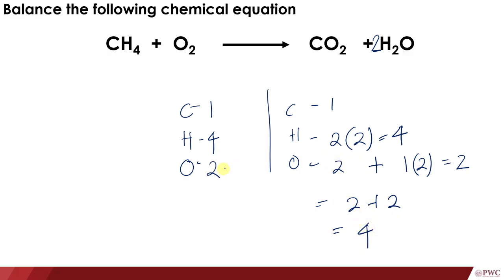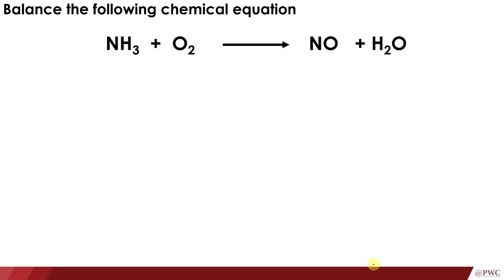On the other side, we only have 2 oxygen atoms. To balance this one, we need to actually double this one. Write 2 over here, and then 2 times 2 is equal to 4. Let's check. Carbon 1, 1, hydrogen 4, 4, and oxygen 4, and then 4. This is now a balanced equation.